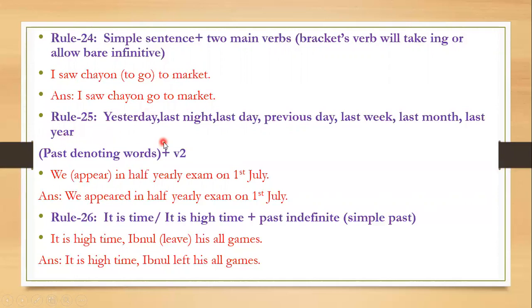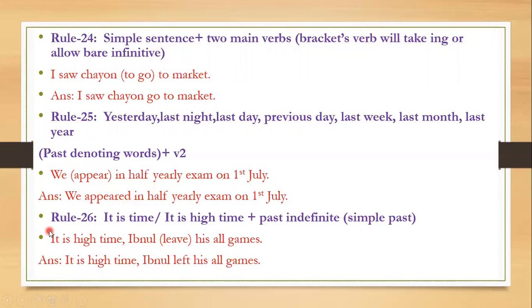In rule number 25, if you get past denoting words, that means yesterday, last night, last year, last day, previous day, last week, last month, such types of past denoting words, then you will use the verb of the sentence in V2, that means in past form. Suppose we appear in half-yearly exam on 1st July. It means we appeared, because the 1st July is already past. That's why appear should be written in past form.